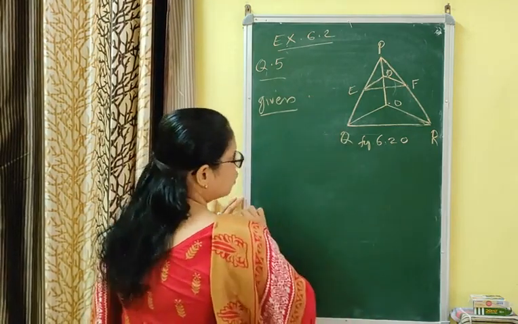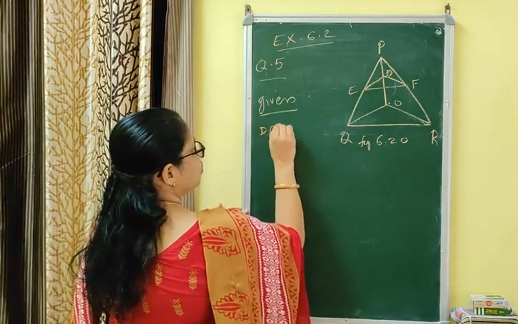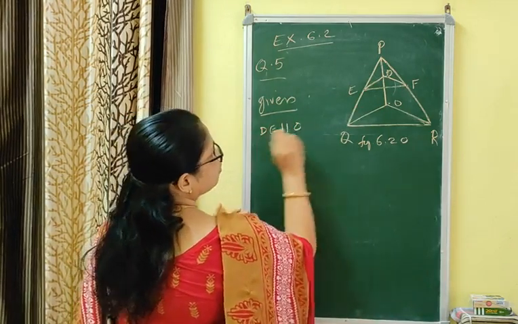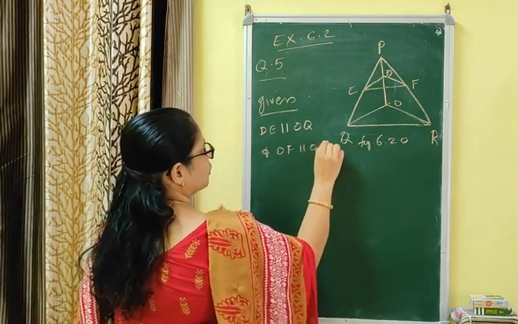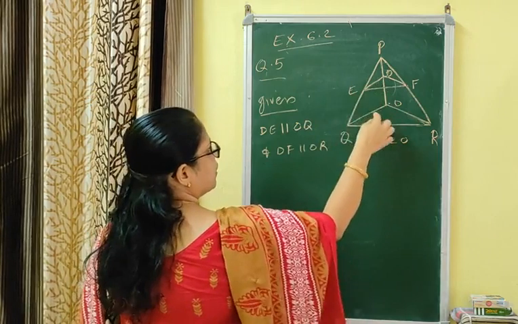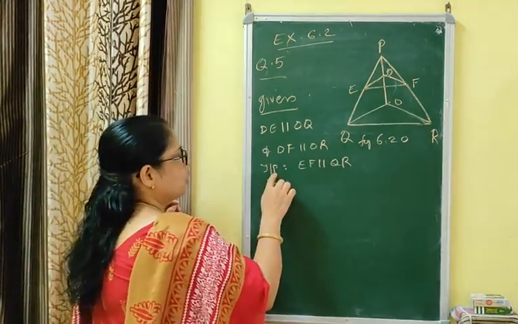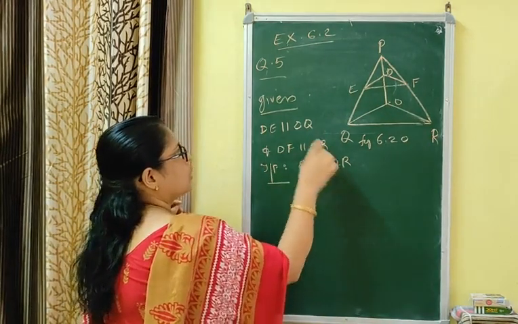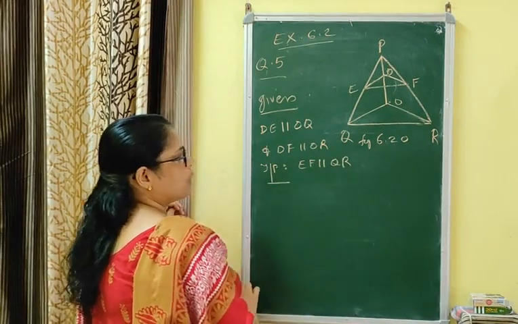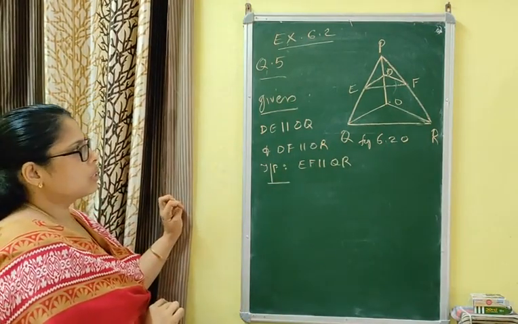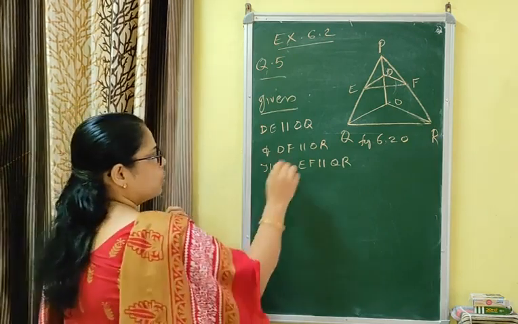Now, what is given? You are given that in the figure DE is parallel to OQ and DF is parallel to OR. And we have to prove EF parallel to QR. Since the condition of parallel is given, we can use BPT. Now, no need of construction.